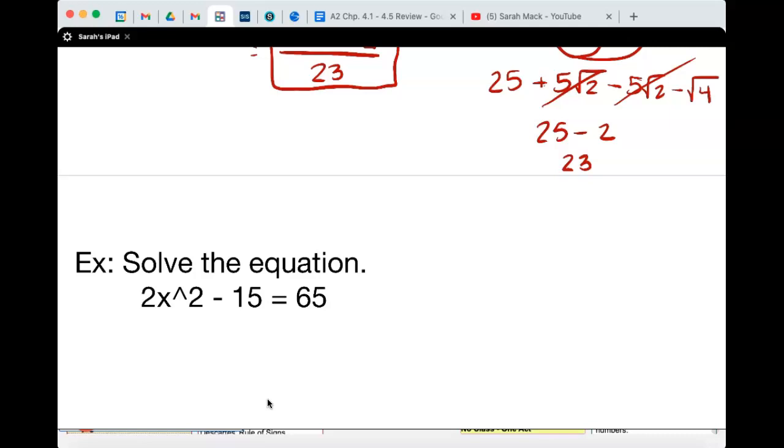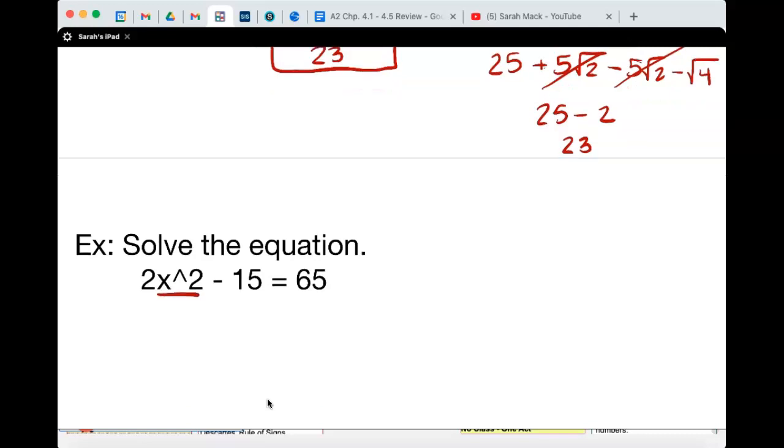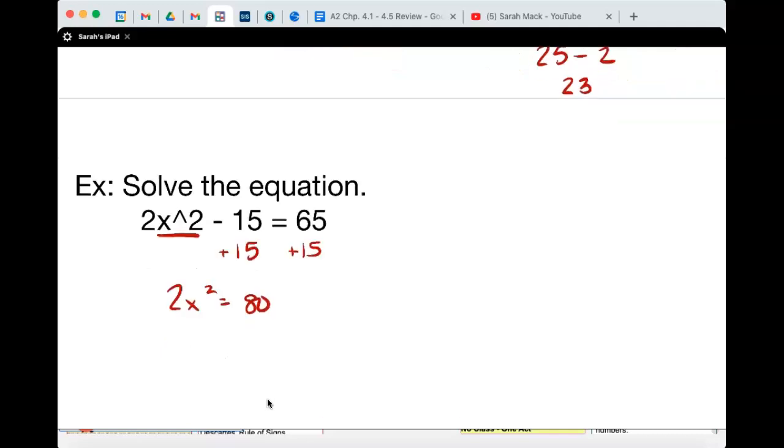Okay, so I'm going to get this guy by itself. What would I do first? Add 15 to both sides. You're trying to treat it like a linear thing. So I have 2x squared equals 80. Trying to get x squared by itself, so we're dividing by 2. So x squared equals 40.